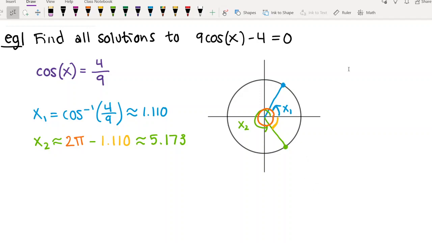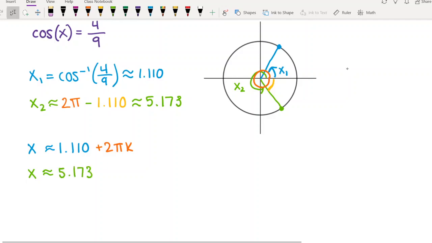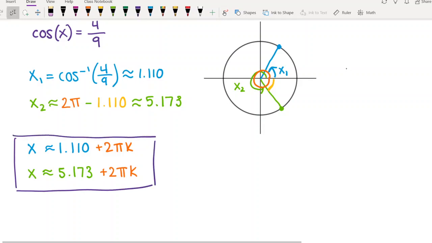So how do we then write down all solutions? Well, again, we just tack on plus 2 pi k. So our solutions would be x1 is approximately equal to 1.110 plus 2 pi k. And then the other one would be, to be consistent with what I did before, I'll just say x is equal to 5.173 plus 2 pi k. So that would be our answer for all solutions to this equation.